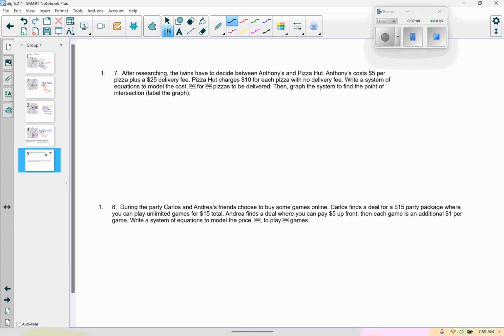All right, so we have 2 word problems on the back. We're going to eventually want to graph them and find the point of intersection, and we want to explain what the point means in the context. So let's see. Write system equations.